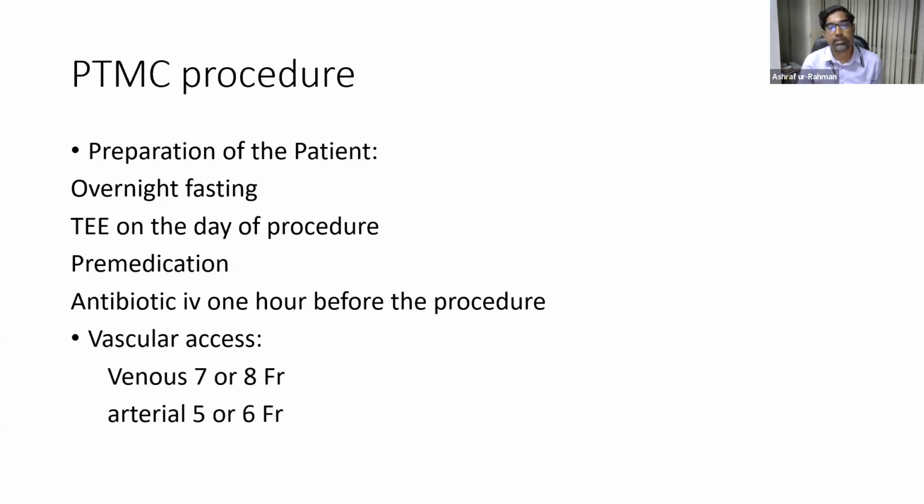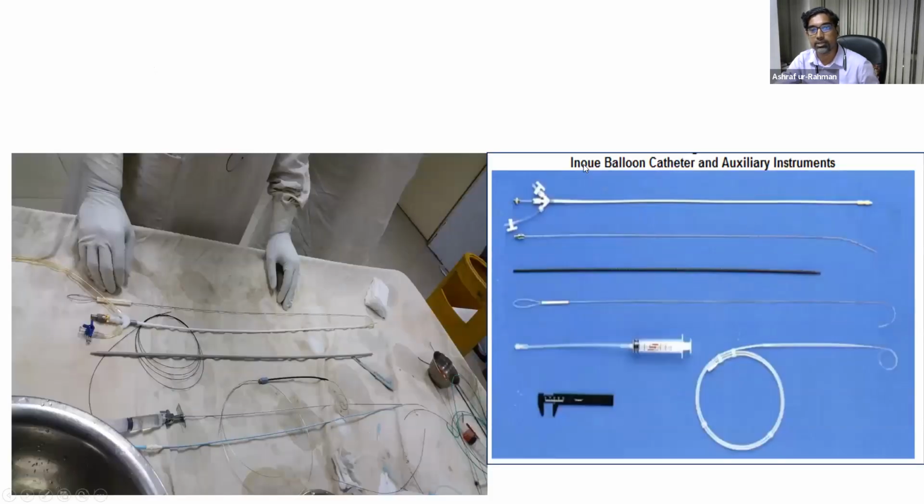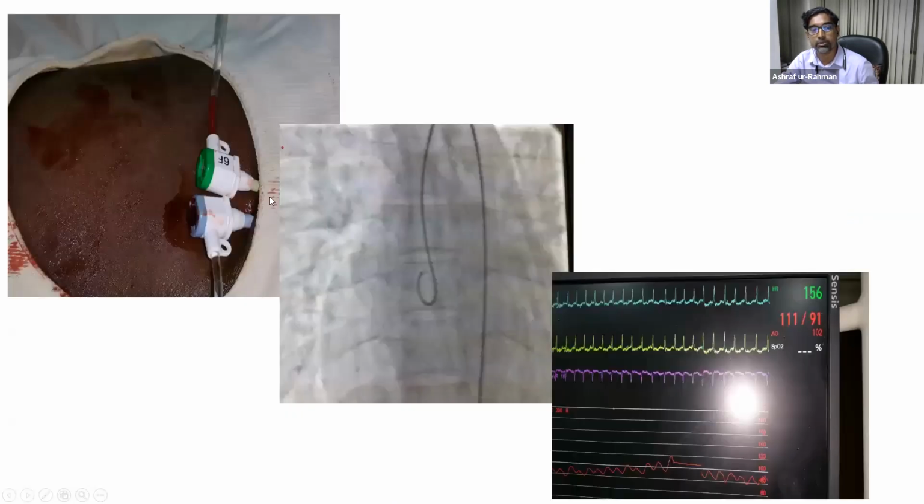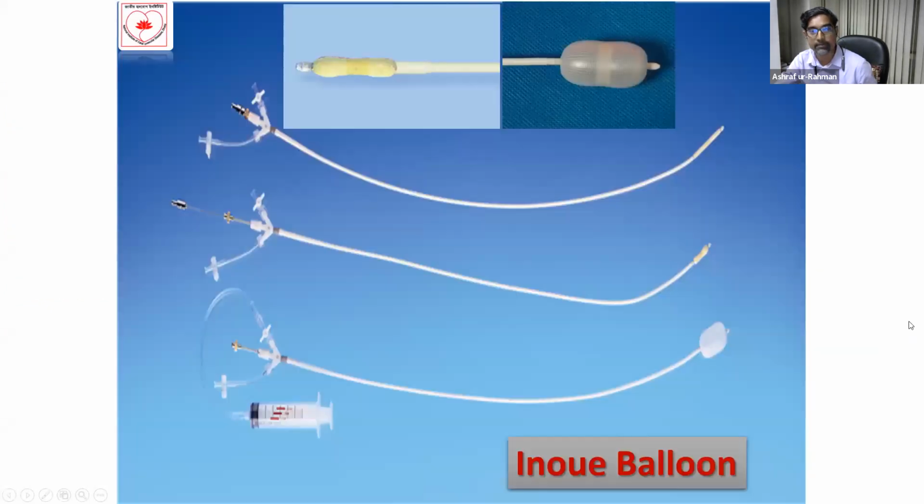Now after selecting the patients for PTMC, we have to prepare the patients by overnight fasting and doing a TTE on the day of the procedure and some pre-medication. This is the Inoue balloon with the auxiliary instrument. We do the PTMC by standard Inoue technique. We take an arterial access and the venous access. This is the 7 to 8 French venous sheath, and we put a pigtail catheter into the root of the aorta and measure the aortic pressure.